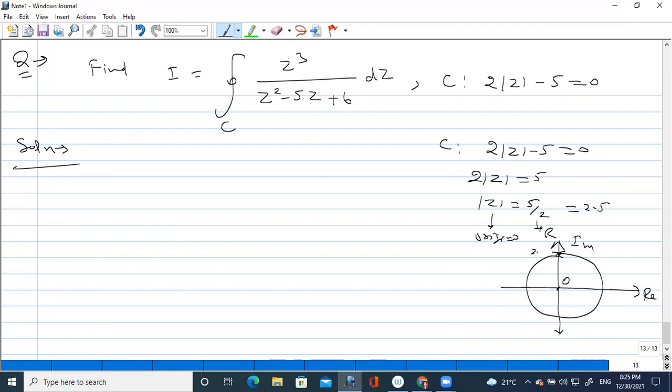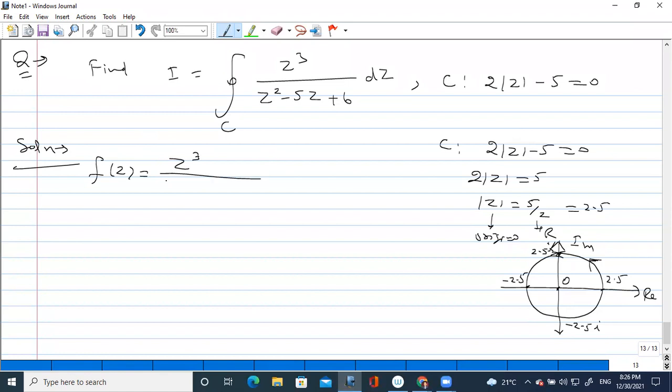So this point will be 2.5i. This point will be minus 2.5i. This point will be 2.5, on the real axis. And this will be minus 2.5. First of all, you have to make the circle. And once nothing is told, you have to take it counterclockwise, meaning a positive answer is the automatic answer. So here, f(z) is what?